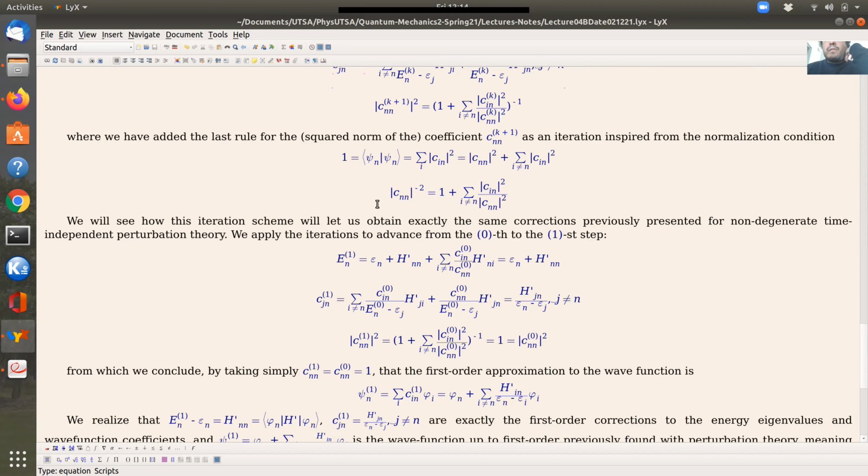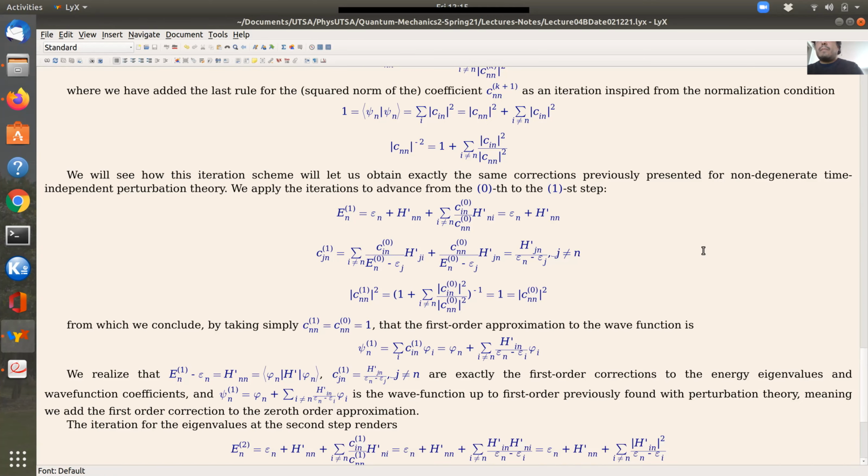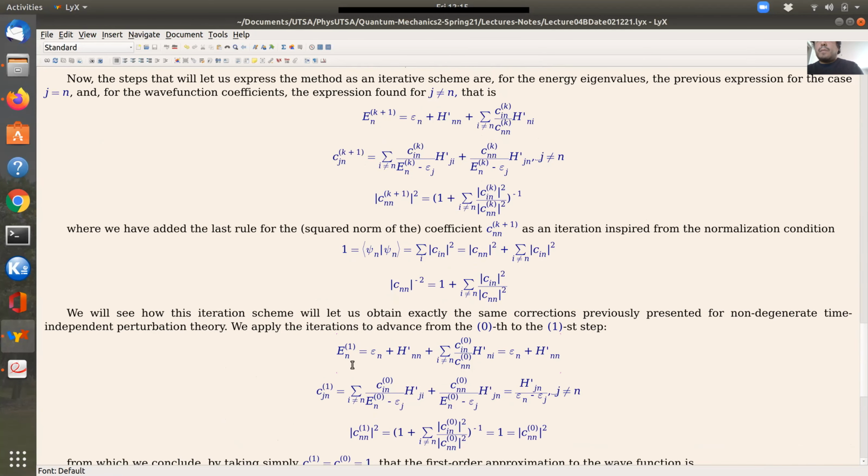So I think this is quite interesting, both for computationally oriented thinking and also to get to the fine details of the method. Okay, we'll see how the iteration scheme will let us obtain the same corrections that we presented for non-degenerate perturbation theory. So let's advance from the zeroth step, which is the initial guess, to the first step. I'm going to use exactly these formulas.